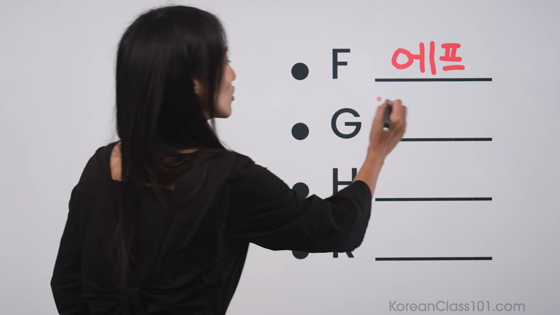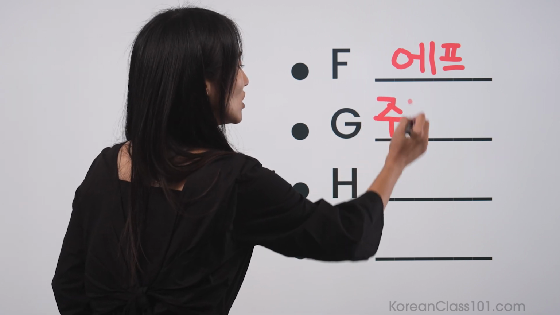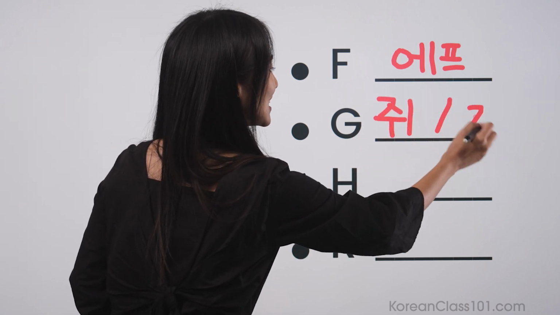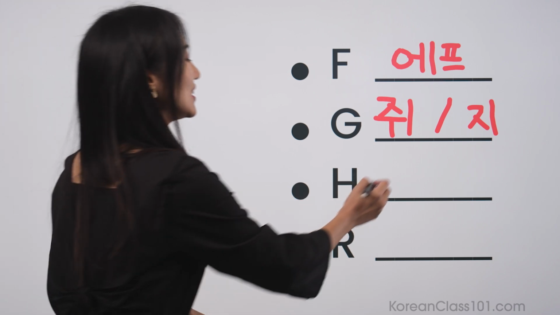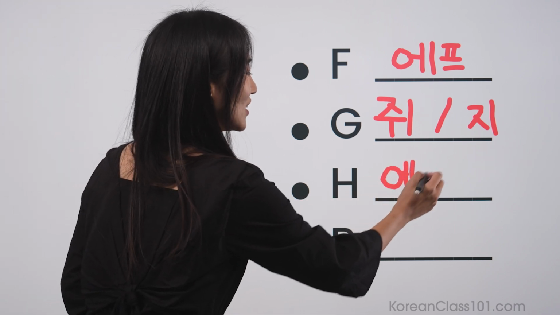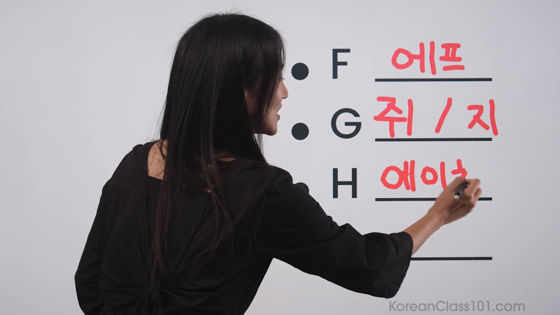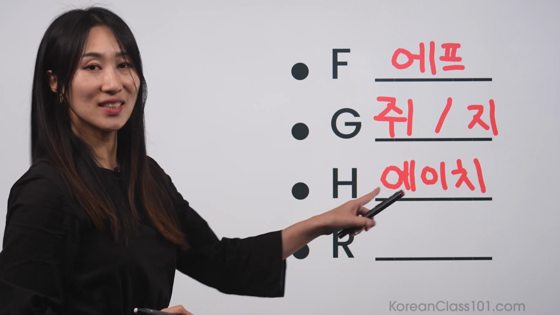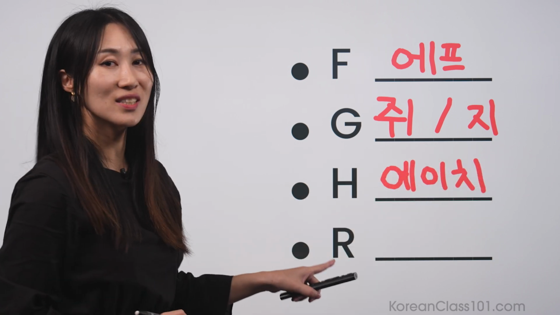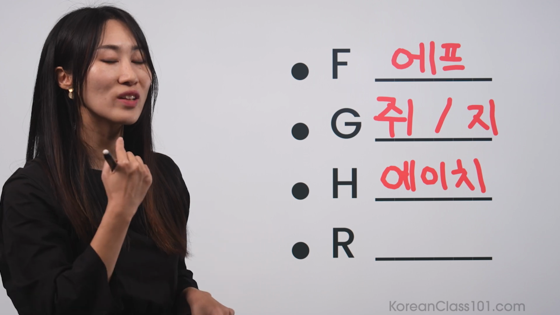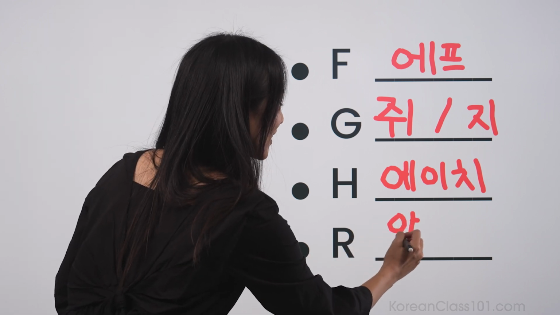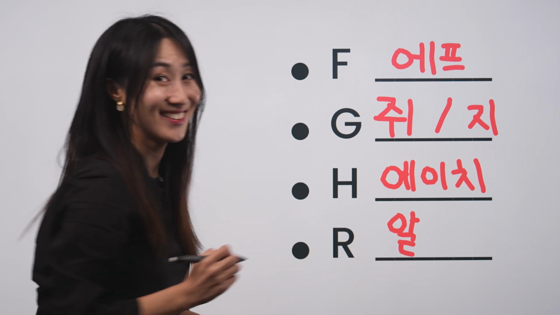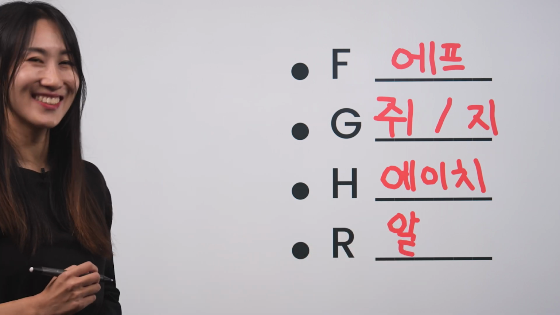And how about this? This is G or G. And this is H. It's H, right? H. And this one is not R because we don't have R sound in Korean. So it becomes R. It sounds very different, right?